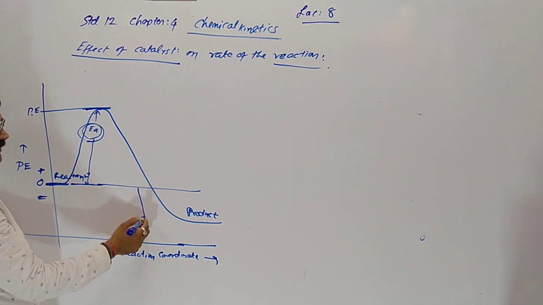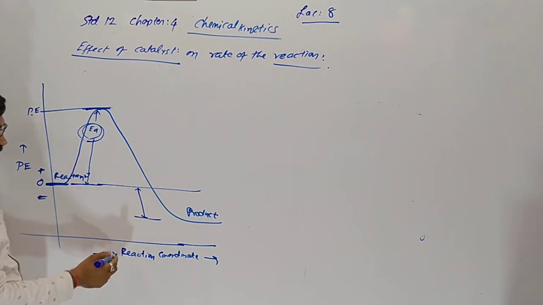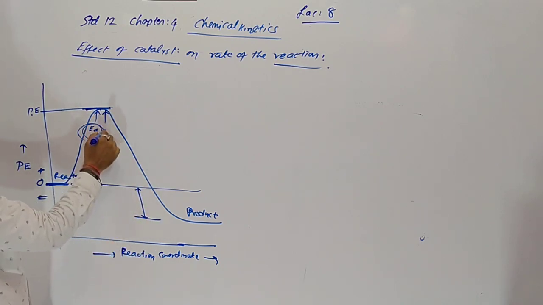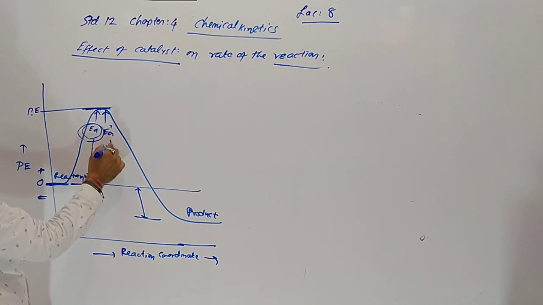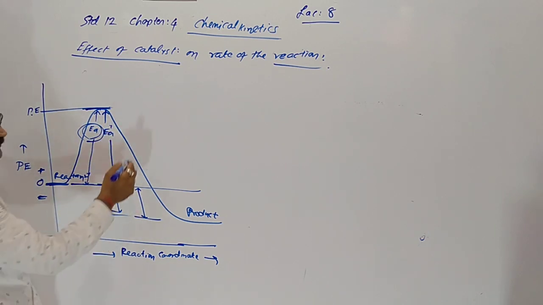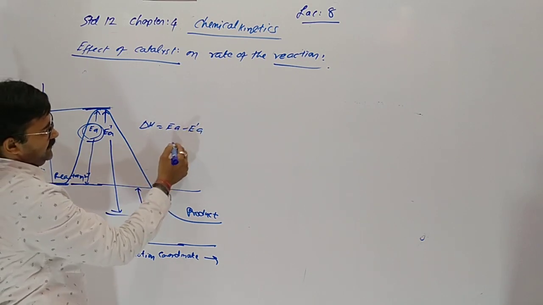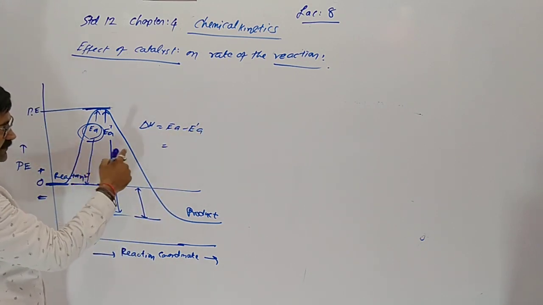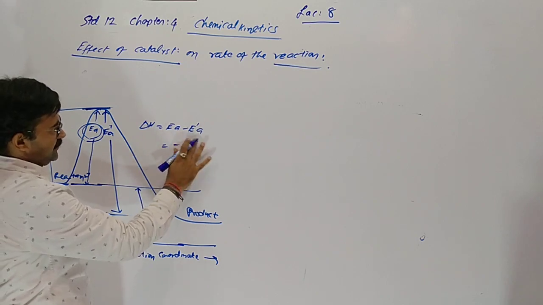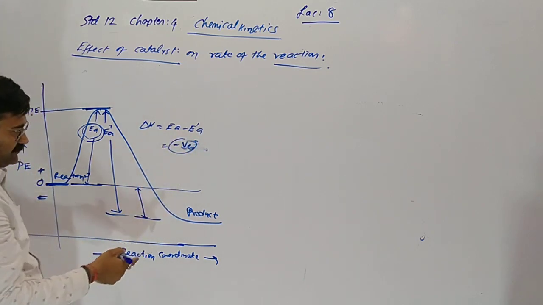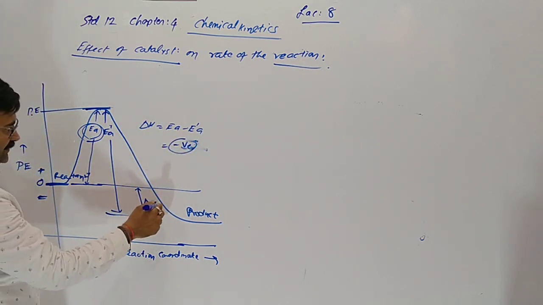This reaction is actually exothermic. Why? Here EA is less than E dash A. So we know delta H is equal to EA minus E dash A. Since E dash A is bigger than EA, the value of delta H is negative.